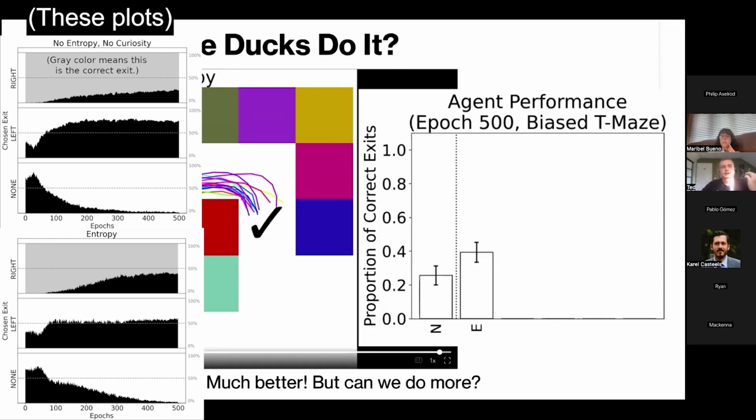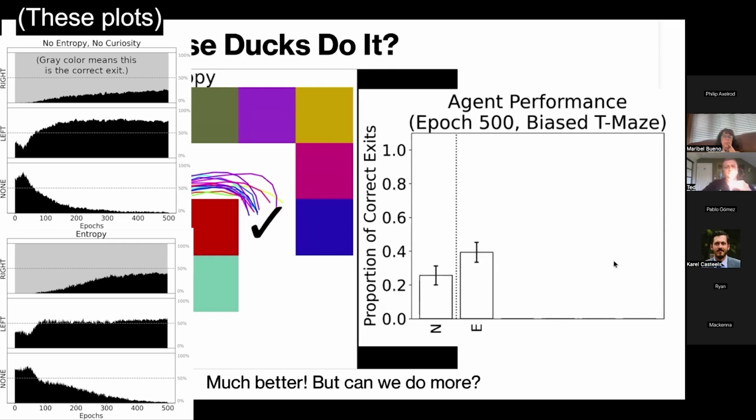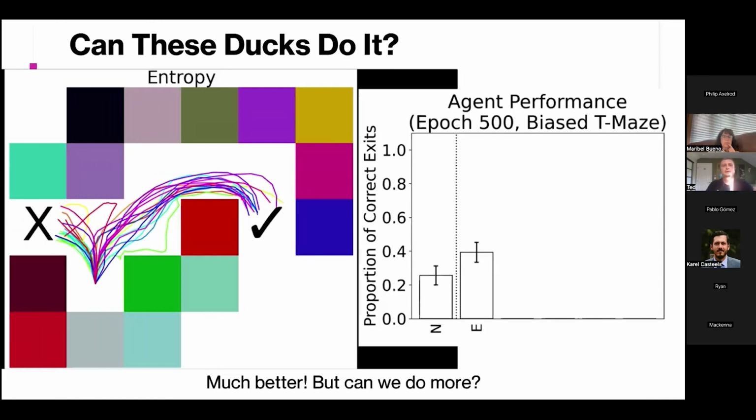If they find the exit on the left, they'll go to the exit on the left. If they find the exit on the right, they'll go to the exit on the right. So entropy makes it a lot more likely that they can find the exit to the right. But it's still, the ducks who find an exit, they usually just take that exit. How can we fix that?